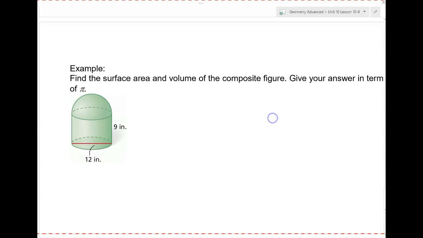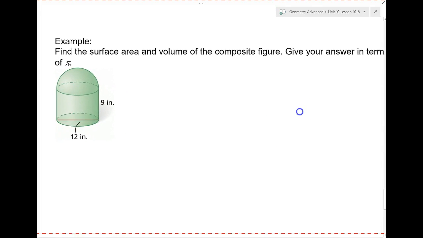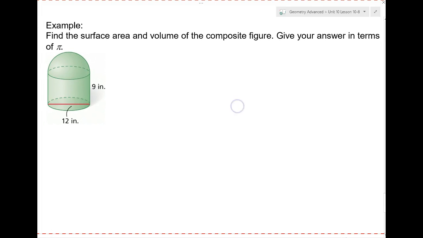All right, I had to have at least one fun problem in here. It says, find the surface area and volume of the composite figure. Give your answer in terms of pi. All right, talk to me. What would I do here, guys? Well, the lateral area of the cylinder is a good way of thinking about it, definitely. And then add what to it?